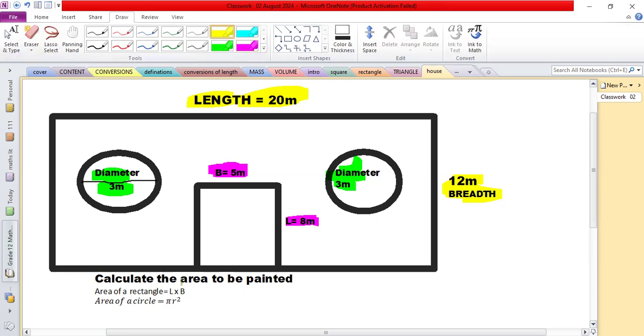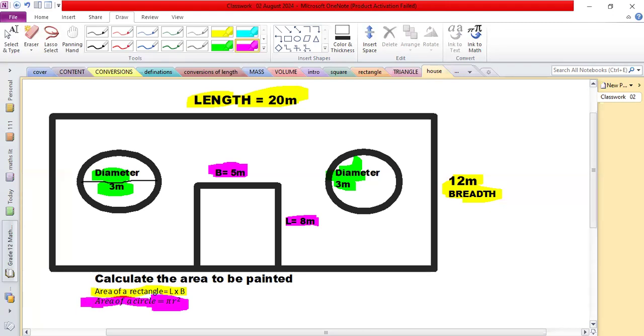If you master this one, you are done with area and calculations of area. You must use these formulas. Area of a rectangle is equal to length times breadth, while area of a circle is equal to pi multiplied by radius squared. Our formulas are there. You can use your fingers to adjust the screen.